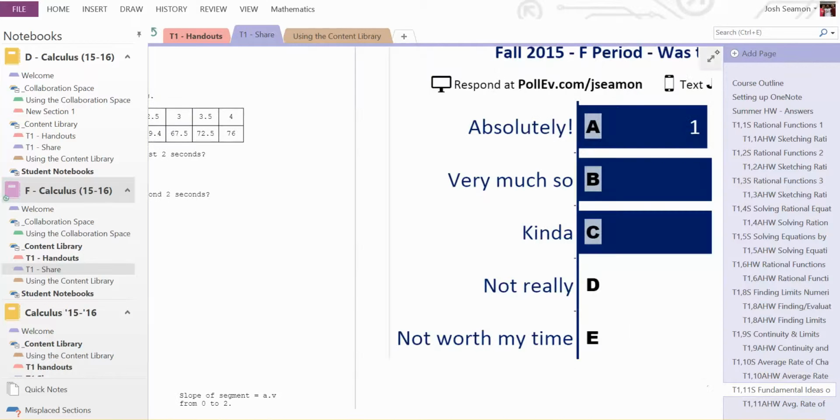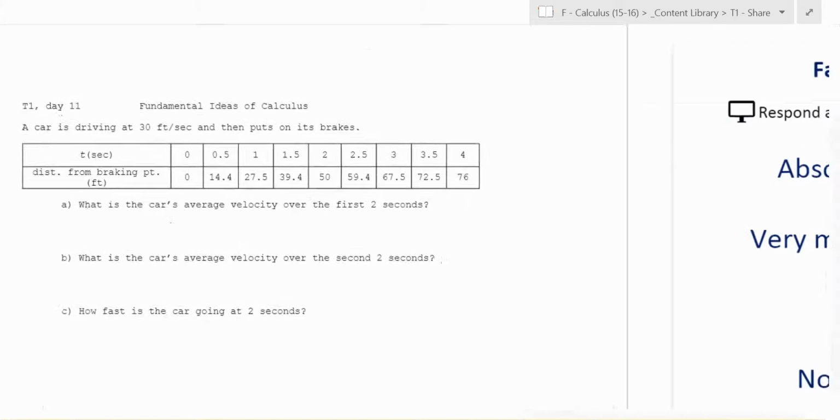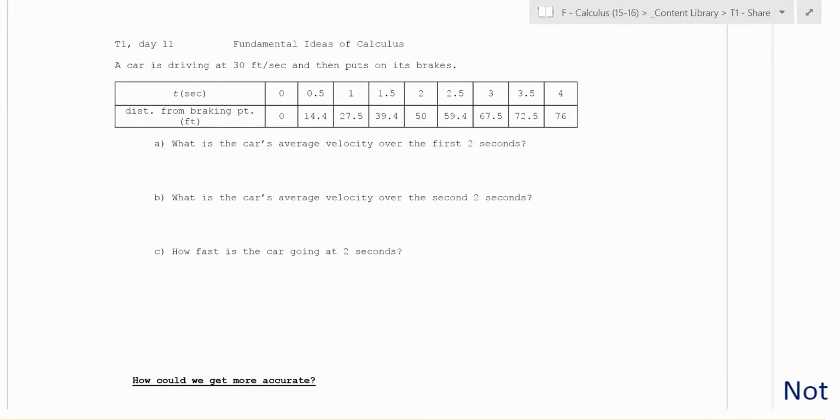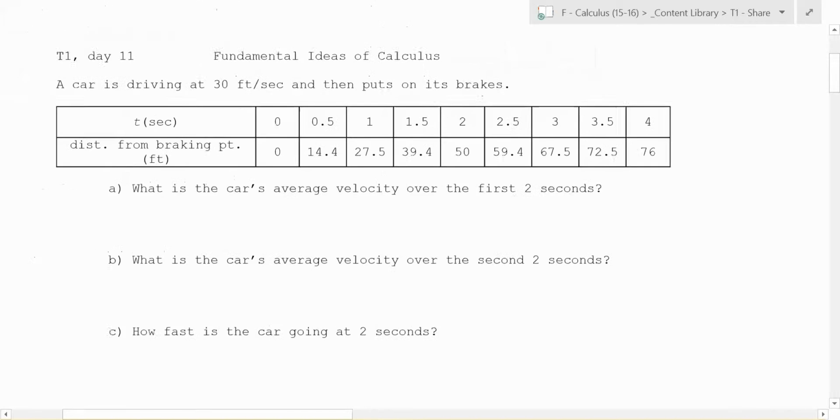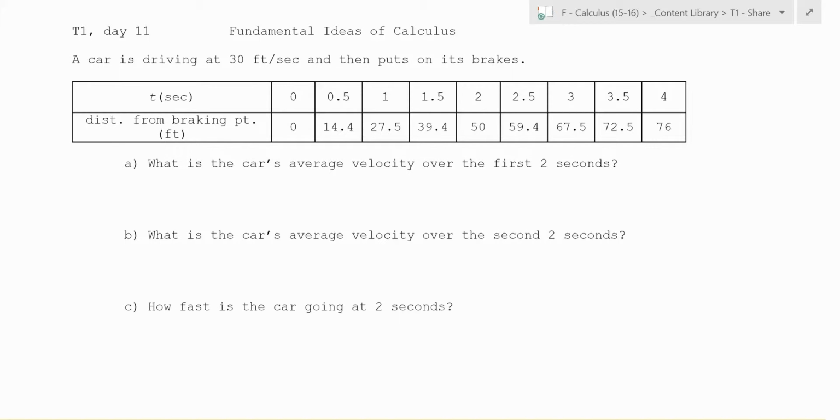Let's go to here. Okay, so let's talk about this. Time in seconds and then distance from the braking point after a car starts braking. A car is traveling along and it brakes, and that is its distance from its braking point. So at time equals 0, it hasn't gone anywhere yet. It hasn't stopped slowing down yet. A asks, what is the car's average velocity over the first 2 seconds? As I've said many times, average velocity is just finding the slope between 2 points.